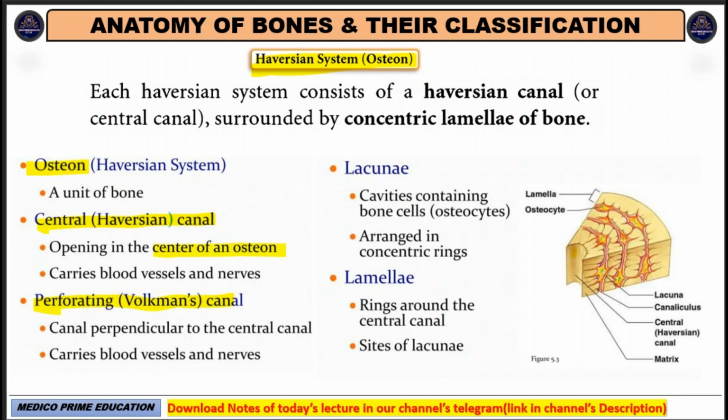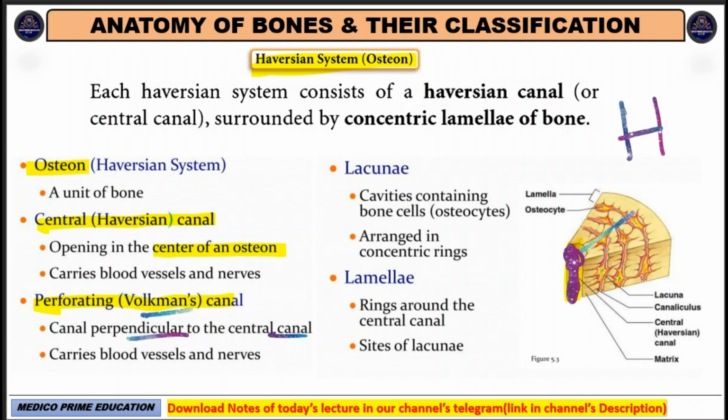So this is the osteon. Here you can see the central canal, also known as the Haversian canal. And if we draw two Haversian canals and connect them by a horizontal canal, like a perforating or Volkmann's canal, this is the canal perpendicular to the central canal. Some of the canals run perpendicular to the central canal and connect to the other central canal. The Volkmann's canal is like a connecting canal.